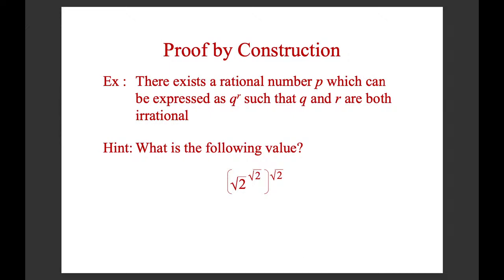Either case 1 or case 2 occurs, and no matter which case happens, we get the same conclusion. So in that sense, it is true that we can find certain irrational to the power irrational, which is rational, although we don't know the Q and we don't know the R, but it exists. So this is a proof by construction, but this is kind of an implicit construction.